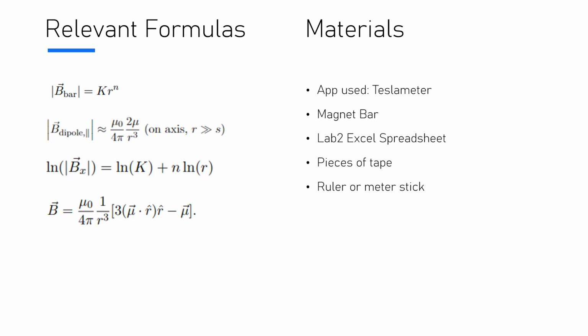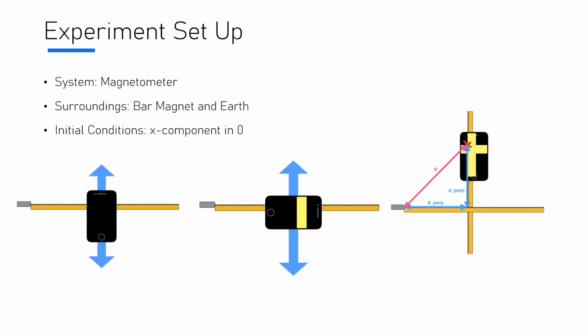to measure our distances. For the experiment setup, we first had to recognize the system and the surroundings. The system was the magnetometer and the surroundings were the bar magnet and Earth. The initial condition was setting the x component to a value as close to 0 as possible. The experiment was divided into two sections: first calculating the distances that we will insert in our spreadsheet for different x component values, and then calculating the same but for a 45 degree value.